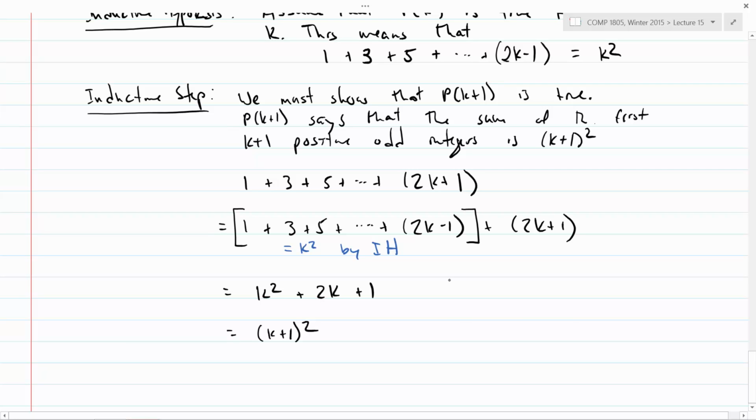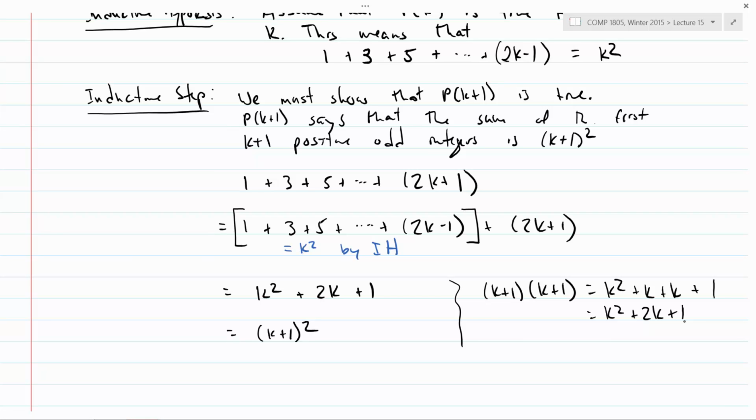If you don't believe me, (k plus 1) times (k plus 1). k times k is k squared. k times 1 is k. 1 times k is k. 1 times 1 is 1. So that's k squared plus 2k plus 1. So that's good. What have we shown?